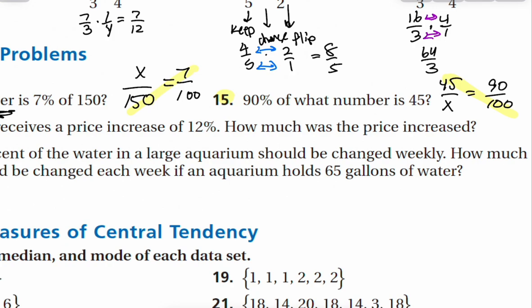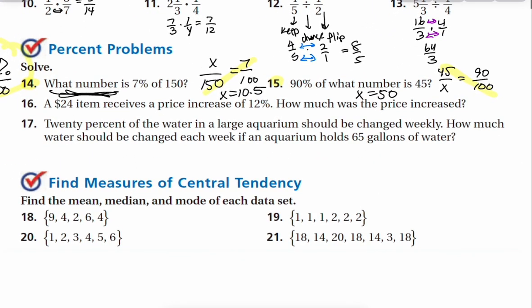Anybody get an answer for 14? Anybody get an answer they want to share for 14? 10.5, is that what you guys got? Okay. So the answer to this one, thank you, is 10.5. And then the other one, you should get 50. Is the other number 50? Okay. So that is something we will revisit.